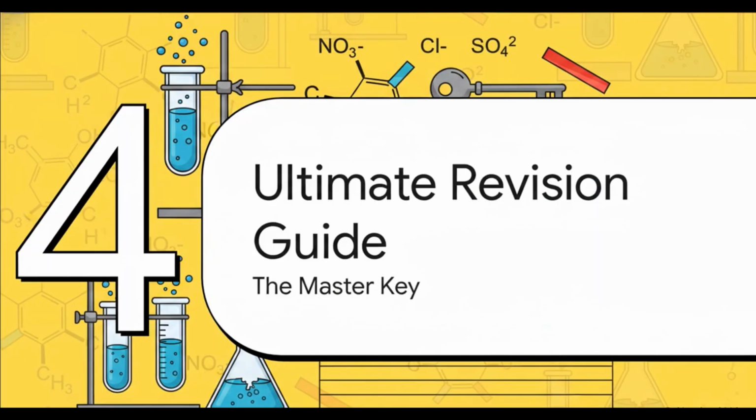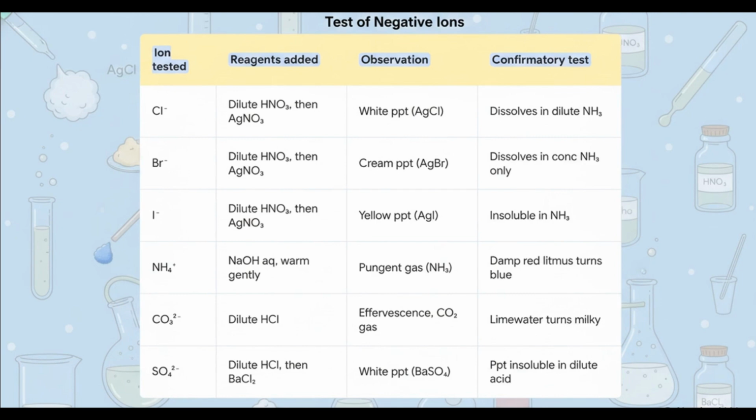Phew! We have covered a lot of ground, building our toolkit one test at a time. So now, let's bring it all together with the master key, a single summary that puts every single clue, reagent, and result in one place. And here it is. This is the whole story on one slide. Your master key. It has every ion, every reagent, every observation, and every confirmatory test we've talked about.